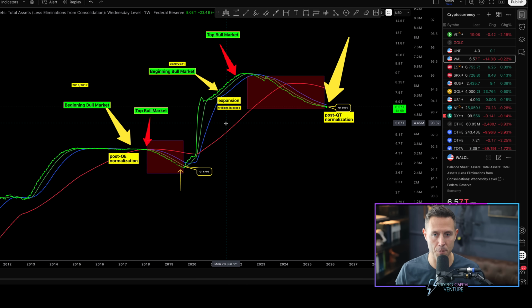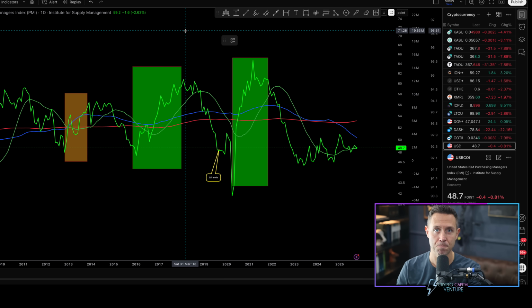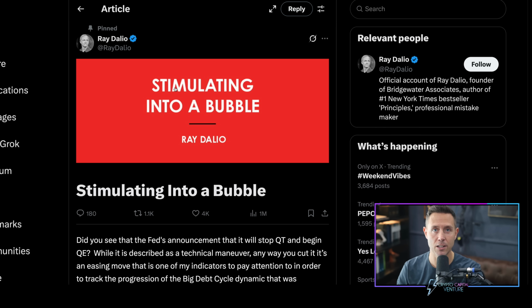I've been talking nonstop about the Fed balance sheet. This is a massive driver behind the business cycles and what's happening right here. Quantitative tightening is getting ready to come to an end. Ray Dalio, the other day we covered this, stimulating into a bubble. I'm not saying go buy, and I'm not saying hold. I'm just saying from my perspective, as I evaluate macroeconomic data as it relates to what's happening in crypto right now, I'm so bullish, everybody, and I'm becoming more comfortable holding as a macro investor, and I think something big is getting ready to happen.